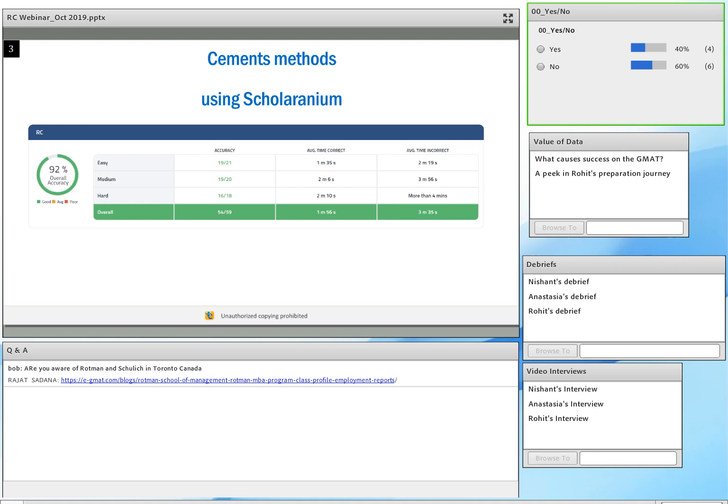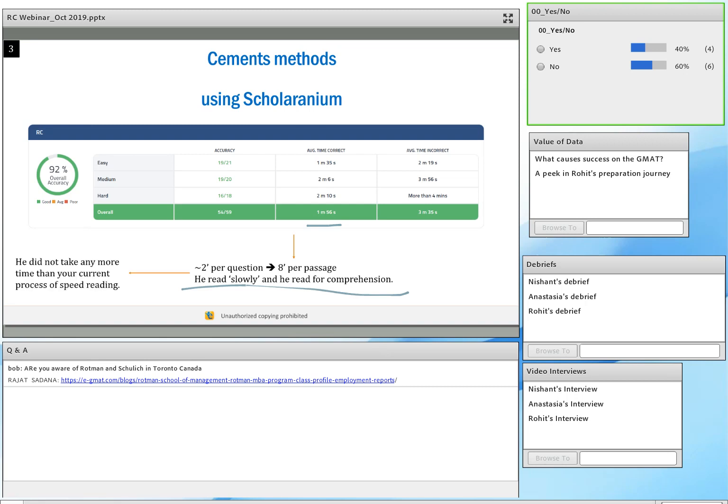Now look at the time that he spent. Again, same thing that you saw with Nishant's ESR, right? Nishant scored a 760 and 740, I believe, V41, and his ESR showed that he spent on average 2 minutes per question. Rohit didn't get his ESR, so let's rely on his Scholaranium attempts. Look at how much time he's spending, approximately 2 minutes per question, which means approximately 8 minutes per passage, and he read slowly, he read for comprehension. So again, proving that you do not take any more time than the time you're currently taking with your speed reading process.